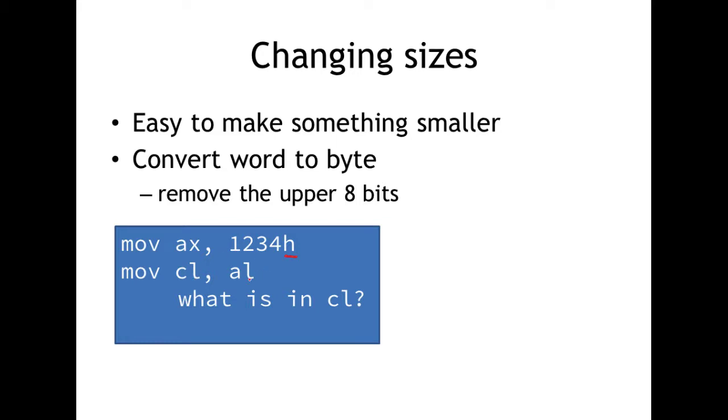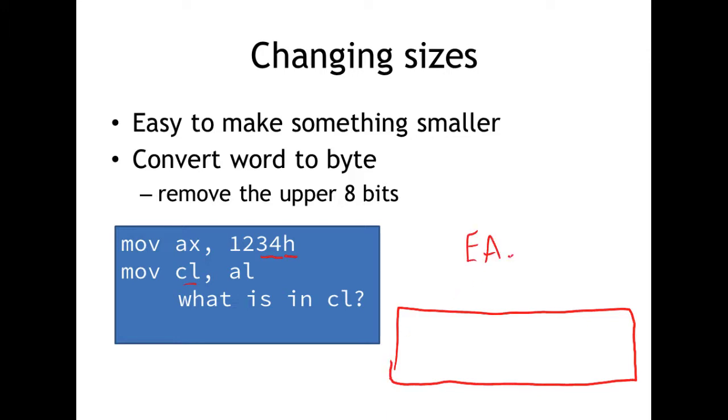That's relatively easy to do because we'll simply take these bits and move them into CL. As a refresher, we have our registers. Again, we're in a 32-bit world, so we have a 32-bit register. If this is EAX, then the full register is 32 bits.